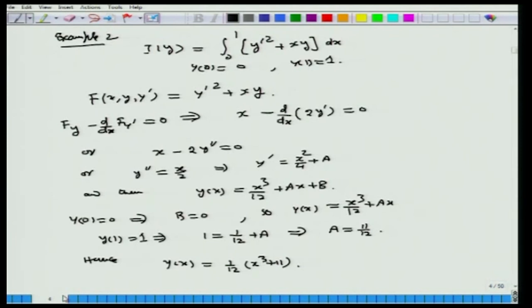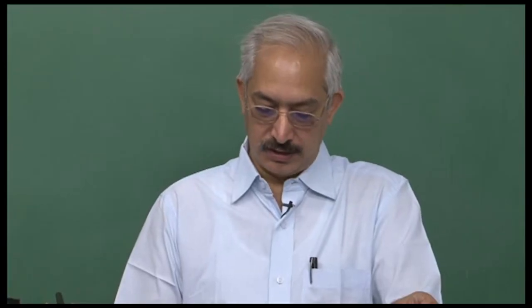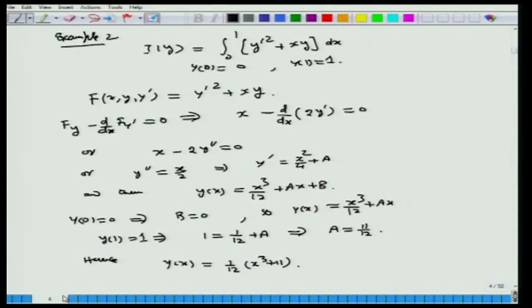In the next example, we considered I(y) equal to the integral from 0 to 1 of y prime squared plus x y dx. Here f is y prime squared plus x y, and so Euler's equation f_y minus d by dx of f_y prime equal to 0 implies that x minus 2 y double prime equal to 0. So, we get y equal to x cubed by 12 plus a x plus b, and these constants a and b will have to be determined by the given conditions. So, y(0) equal to 0 implies b equal to 0, and y(1) equal to 1 implies that a equal to 11 by 12. So, we finally get y(x) equal to 1 by 12 times (x cubed plus 11x).